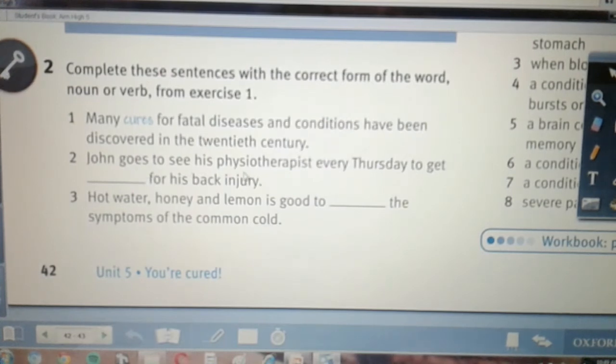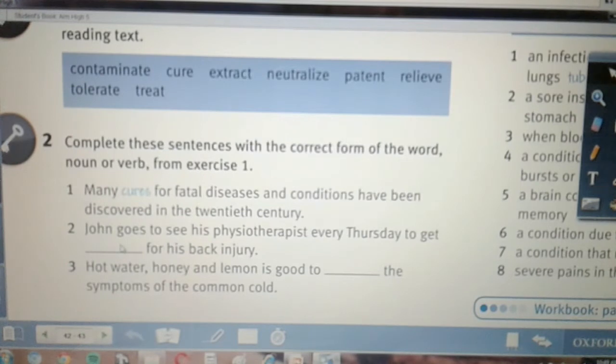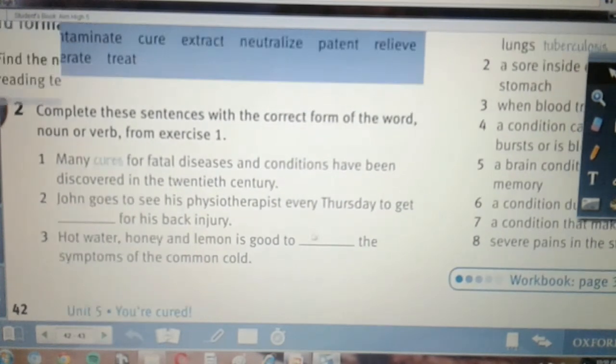John goes to see his psychotherapist every Thursday to get blah blah blah for his back injury. So this time you need to use the word treat. However, shall we use treat as verb or treat as noun? If we change treat into noun, it becomes treatment. So shall we fill in this blank with treatment or treat? Okay, so next, please finish the rest of the number 3.